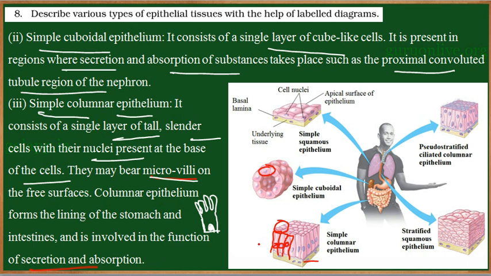Now, the intestine has a structure called villi, where the final absorption of nutrients takes place, and this villi is lined with the simple columnar epithelium, which has microvilli on its free surface. So their function over here is absorption and secretion. They absorb the nutrients, and secretion is they produce the enzymes which help in digestion.